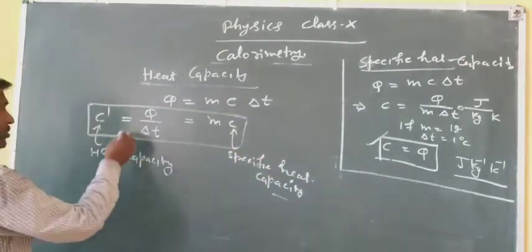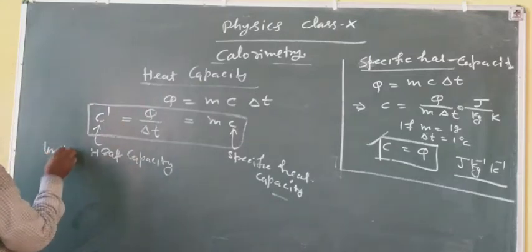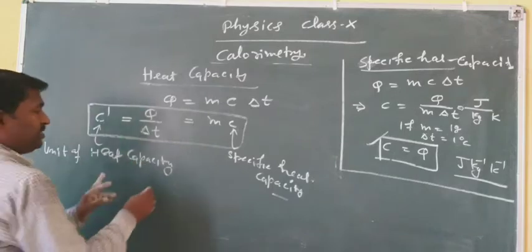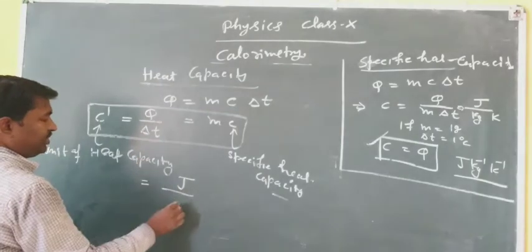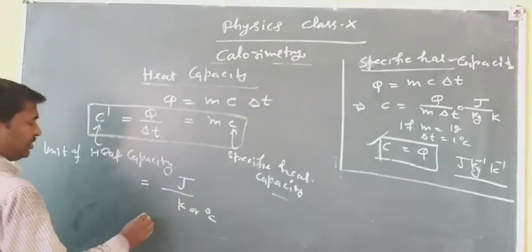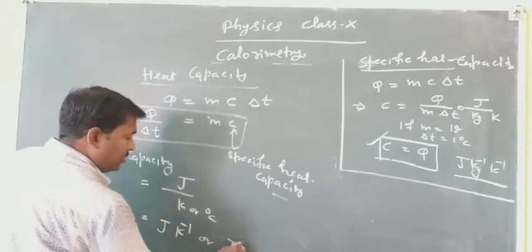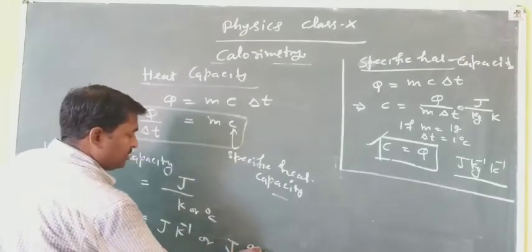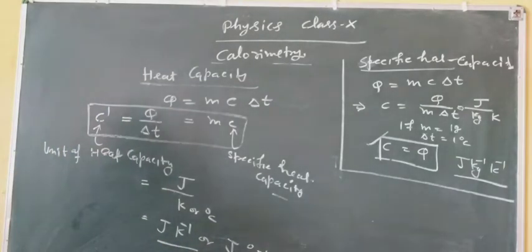And what is the unit now? Unit of heat capacity is equal to the unit of this Q, joule, upon the unit of temperature, Kelvin or degree Celsius. So its unit is joule per Kelvin or joule per degree Celsius. Okay, joule per Kelvin or joule per degree Celsius is the unit of heat capacity.